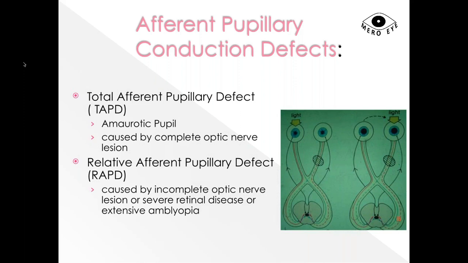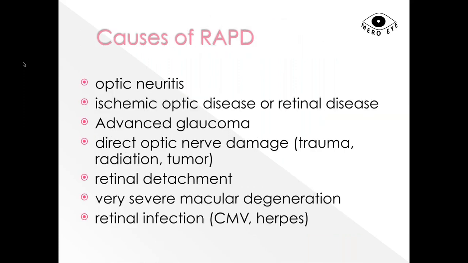A total afferent pupillary defect is also known as the amaurotic pupil, and it is caused by a complete lesion in the optic nerve. Whereas a relative afferent pupillary defect, as the name suggests, is caused by an incomplete optic nerve lesion, or sometimes even by severe retinal disease or extensive amblyopia. So here is a list of causes which can cause an RAPD.